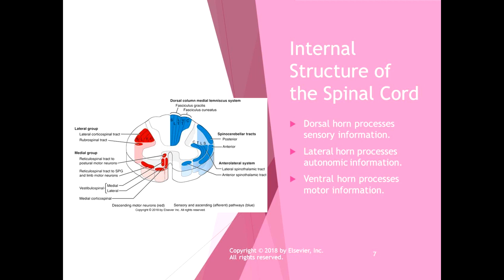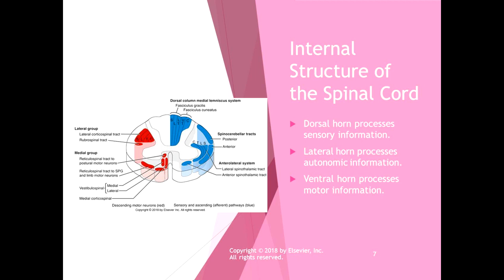So in this diagram from the book, the sensory tracts are all shown on the right. The motor tracts are shown on the left. However, you have two sides of each. It's just separated in this diagram for clarity.